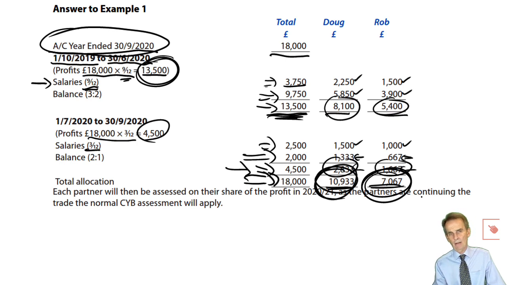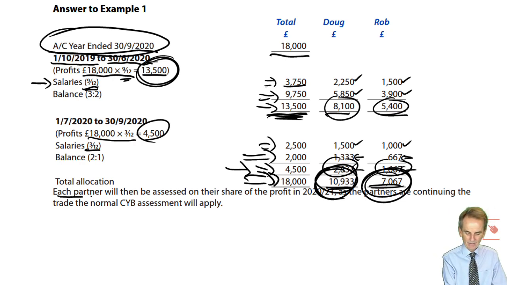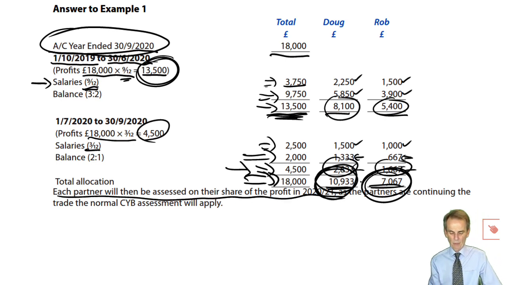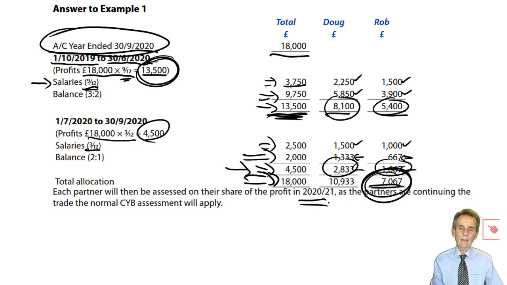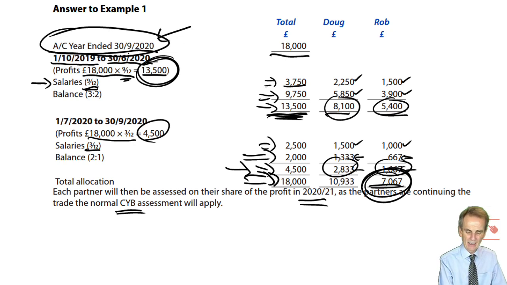Those figures are therefore now what are to be assessed using the relevant basis of assessment for each of the partners concerned. Each partner, as we see written here, will be assessed on their share of the profit in, as you can just about see under there, 2021. Why is that? We're using the normal current year basis. These are continuing partners, it's a continuing business. There is our year end. Year ended 30th of September 20.